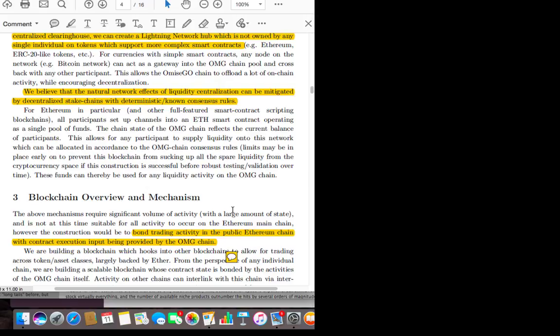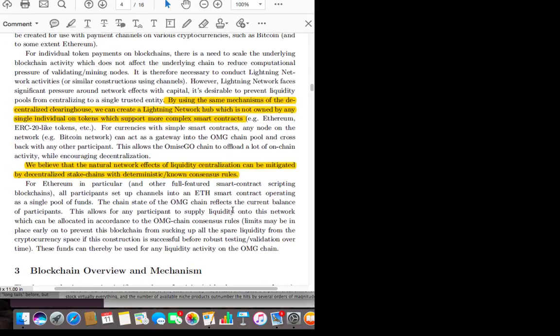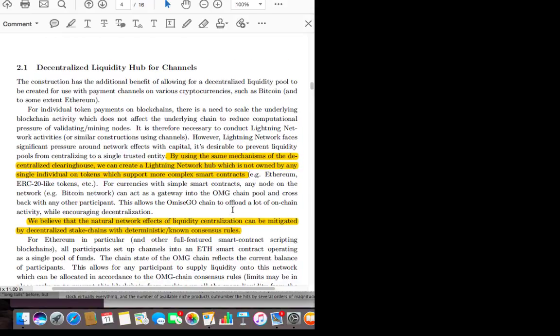It does say that all participants set up channels into an Ethereum smart contract operating as a single pool of funds. The current state of the Omisego chain reflects the current balance of participants. And so this allows any person to supply money, or liquidity, onto this network, which can be allocated in accordance with the consensus rules. And so they're proposing that's a way to get around the liquidity requirements for this hub of channels.